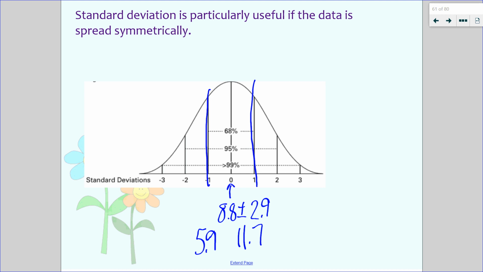Yeah, it's pretty complicated. And the more people we surveyed, like if we had the whole school in here, it would make a little more sense. I think it's hard because we only have 10 people that we've surveyed. But what this says is that roughly 68% of us fall within a shoe size of 6 to about 11.5, if the data is really symmetrical. So if we were to do a little histogram on it.